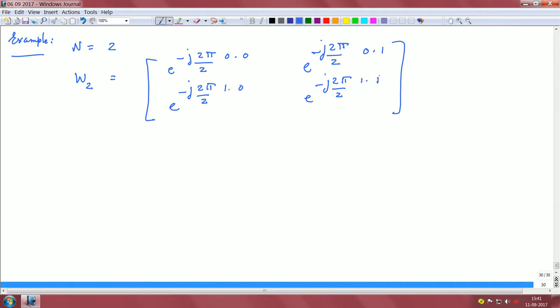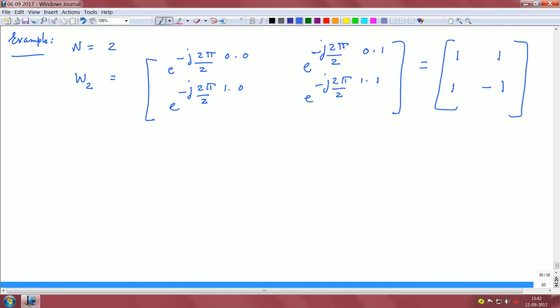And this is e power minus j 2 pi upon 2 times 1 times 1. And if you just simplify this, you get 1 1 1 minus 1. This is e power minus j pi, which is cos pi minus j sin pi, which is minus 1, and the rest happen to be 1 because the exponent evaluates to 0.